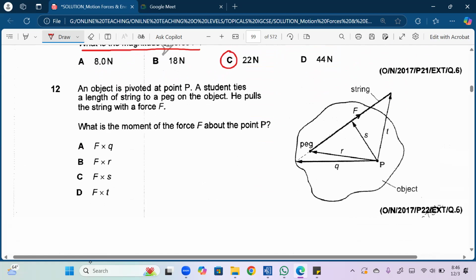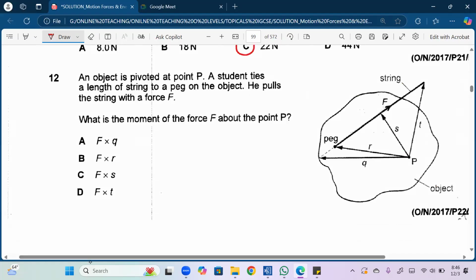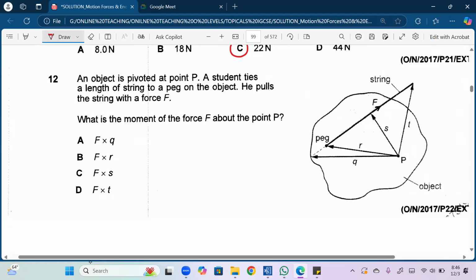Question number 12. An object is pivoted at point P. A student ties a length of string to a peg. Peg means that there is something attached to the body. This could be a piece of wood as well. He pulls a string with force F. This is the force F. This is peg. This is a point which is actually the pivot. Pivot is the peg. So what is the moment?